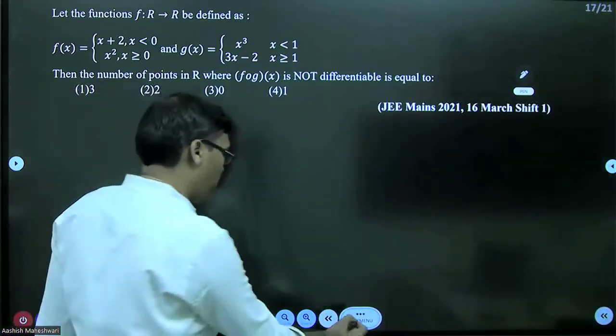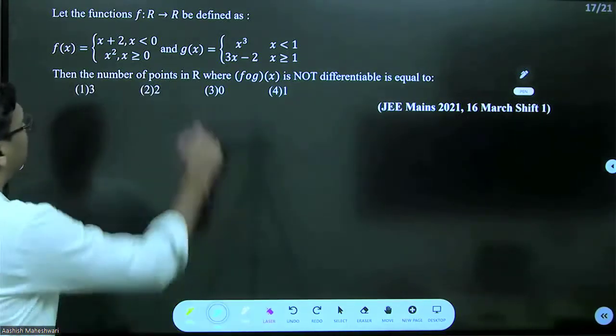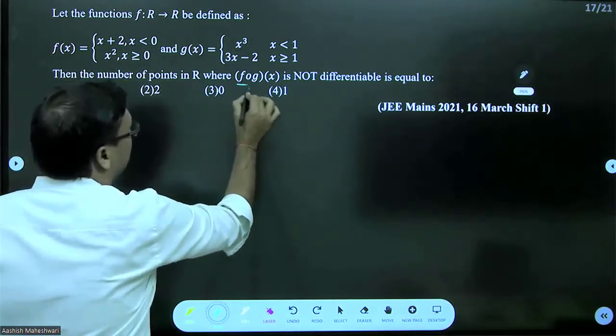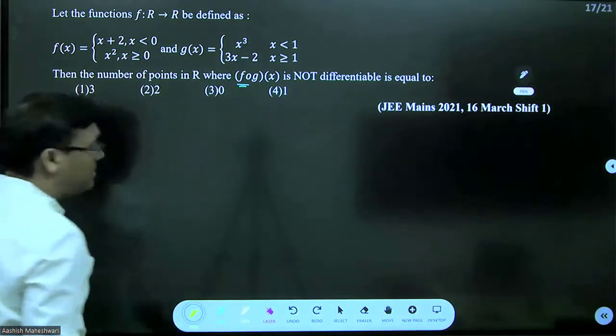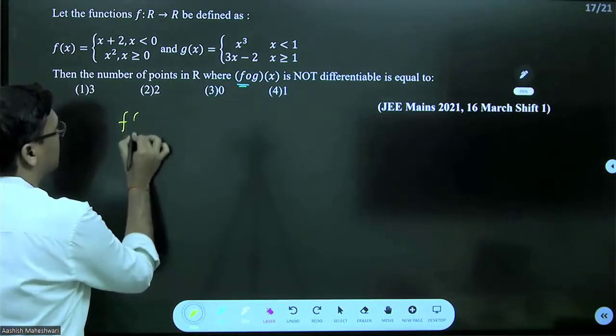Now here we have some composite function. So let's solve this question. The question is, a function f is defined, g is defined. The number of points of non-differentiability of f of g(x). Okay, so you have to check non-differentiability of f of g(x). So how will you check the non-differentiability of f of g(x)?